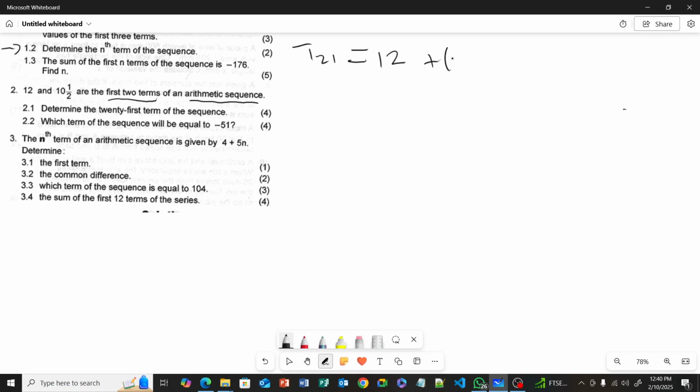plus n. Do we know n? Yes, we know n. n is 21 because you are looking for the 21st term, minus 1 into what is the difference. Now the difference is, you put on a calculator 10 and a half, you subtract 12. I believe it should be negative 1 and a half. Okay, so you must put your negative 1 and a half there. Then you must be able to get that.